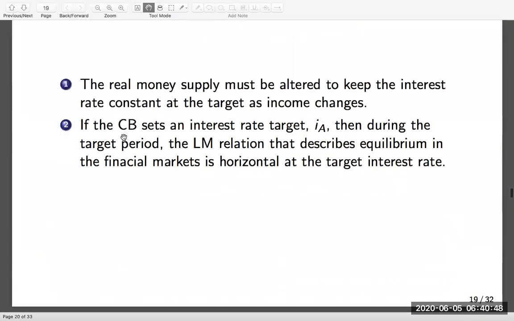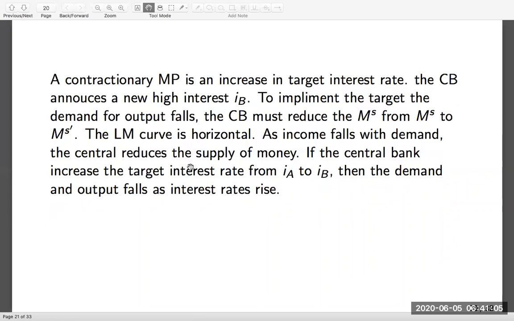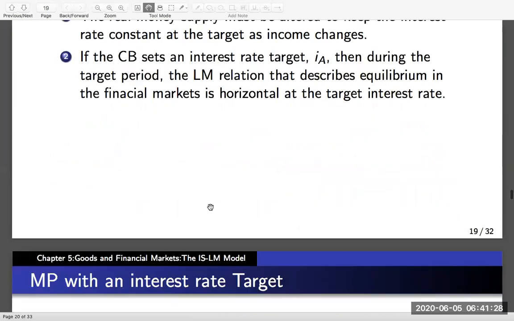What will happen is, if the central bank sets an interest rate target iA and demand for output falls, the central bank must reduce money supply to MS. The LM curve is horizontal. So as income falls with demand, the central bank reduces the money supply. If the central bank increases the target interest rate from iA to iB, then demand and output fall as the interest rate rises. So as the interest rate rises from here to there, you are moving from there to there, and output decreases as the interest rate increases. That is one thing you need to understand.